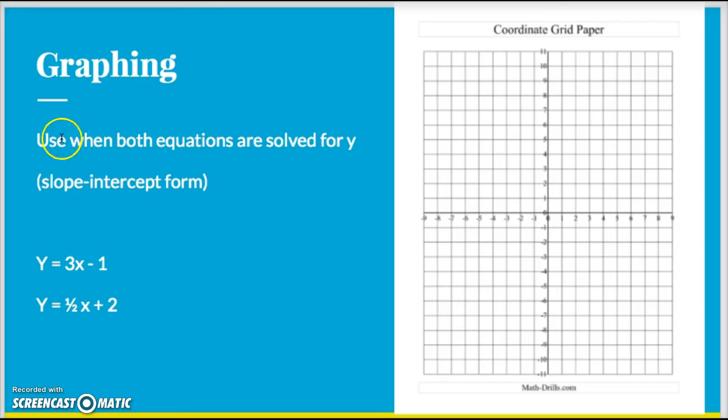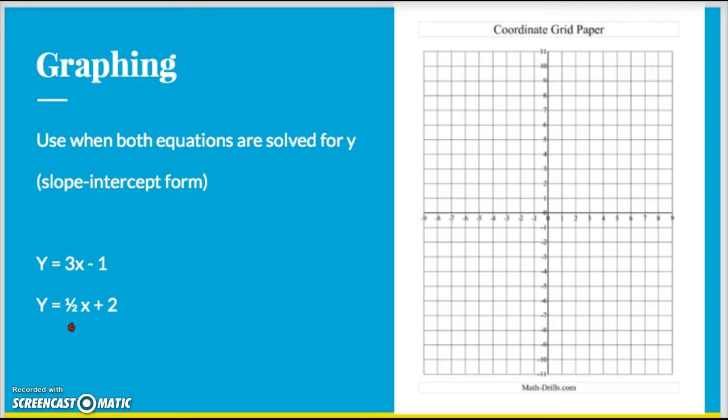You want to use graphing when both equations are solved for y. That means they're in slope-intercept form. That is the easiest form an equation can be in to graph, and if both of them are in that form, graph it, find where they intersect, and you're done. It's extremely simple. So here's an example. I have y equals 3x minus 1, and y equals 1/2 x plus 2.